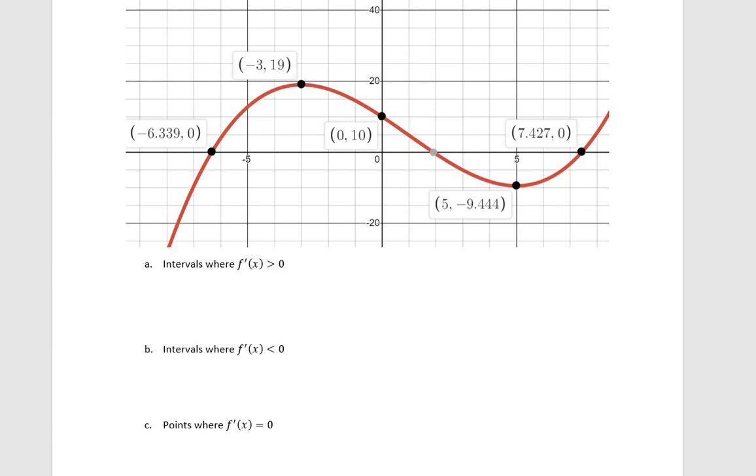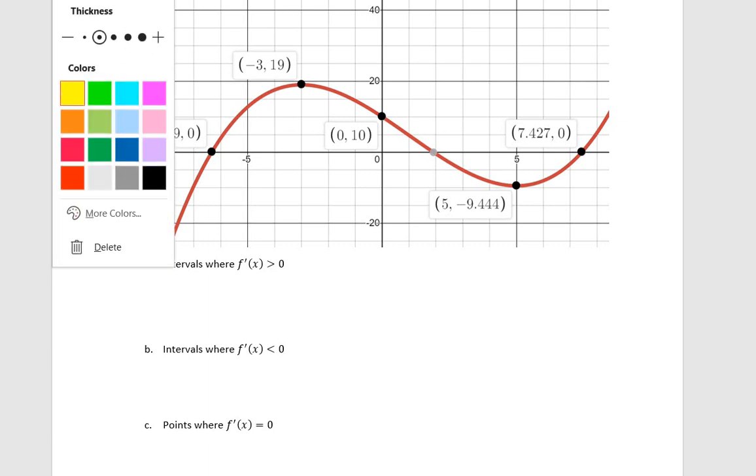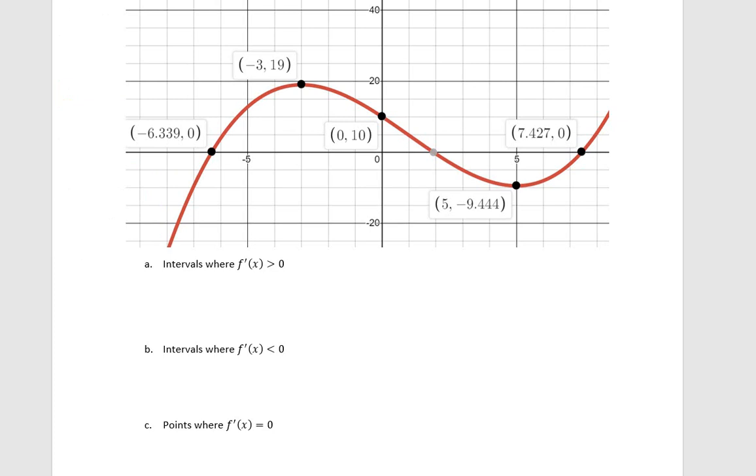So the first thing I would like to point out is that when you are looking at the derivative, it's the slope of the tangent line. So if we look at this, first off, I'm going to look at the slope of the tangent line here, here, here, here, and here.